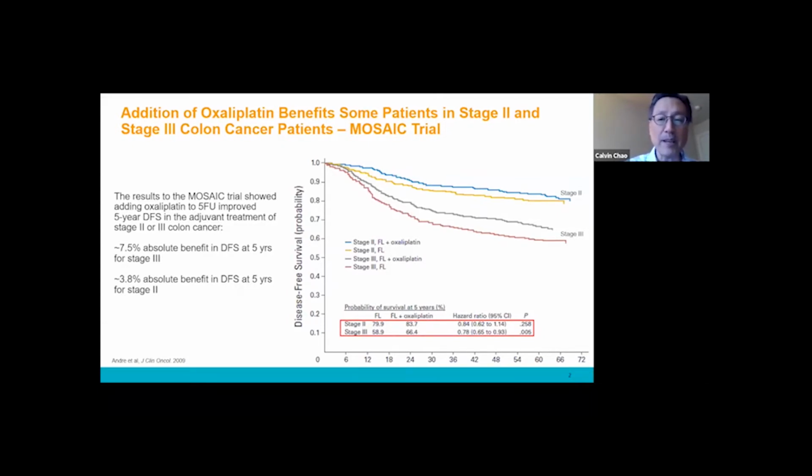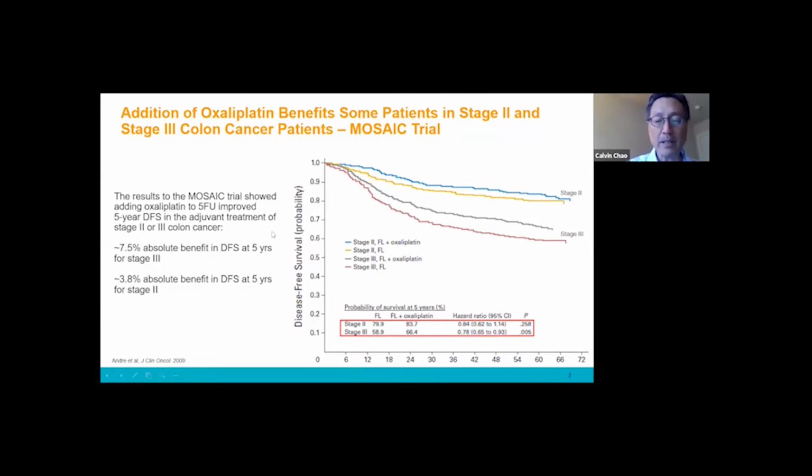Of course, in Mosaic, we know that in stage 2, there was really not a clear demonstration of benefit from the adding of oxaliplatin to 5-FU chemotherapy. But in some sub-analyses that were unplanned, there was a very small incremental benefit in high-risk stage 2 patients, and hence that has been with us ever since that time, that some patients have received even the maximal chemotherapies for those high-risk stage 2 patients.